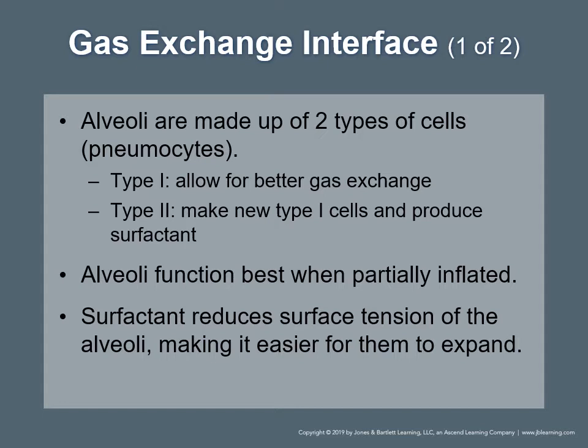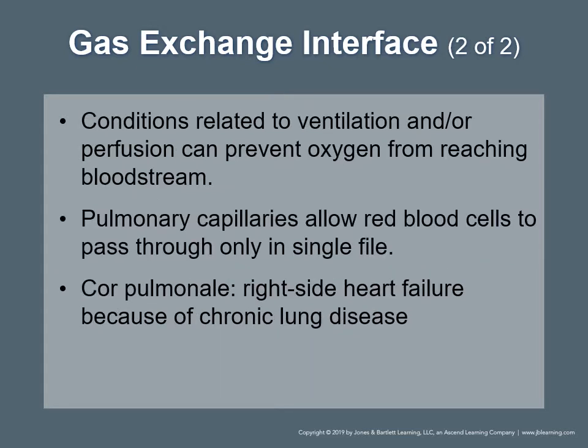Alveoli function best when kept partially inflated. By reducing the surface tension of the alveoli, surfactant makes it easier for them to expand. After foreign material gets into the terminal bronchioles and alveoli, it typically never comes out. Collapsed, fluid-filled, or pus-filled alveoli do not participate in gas exchange. Conditions related to ventilation, perfusion, or both can prevent oxygen from reaching the bloodstream.